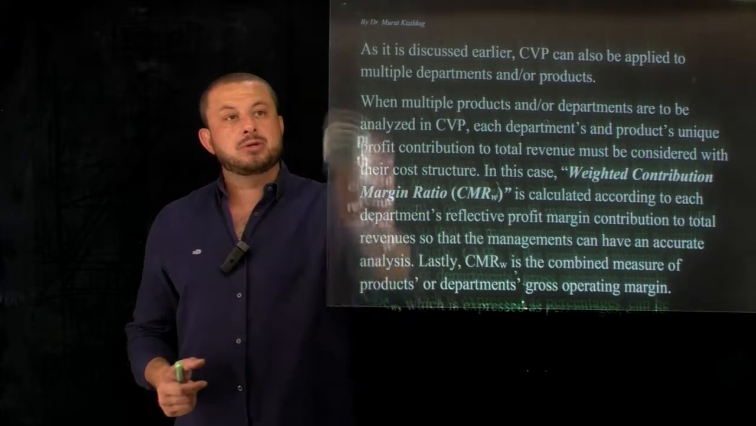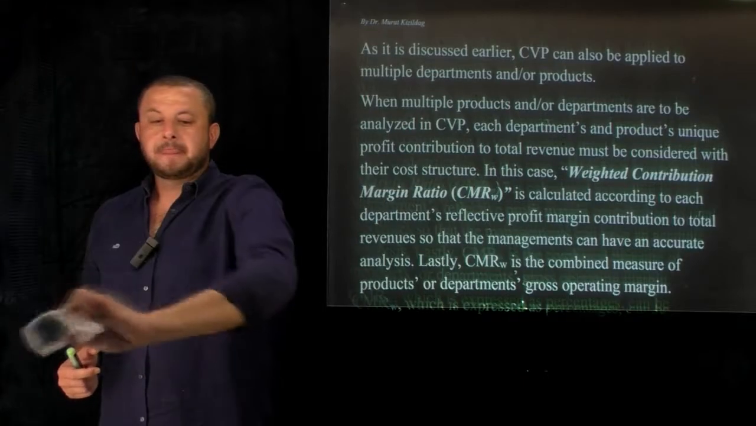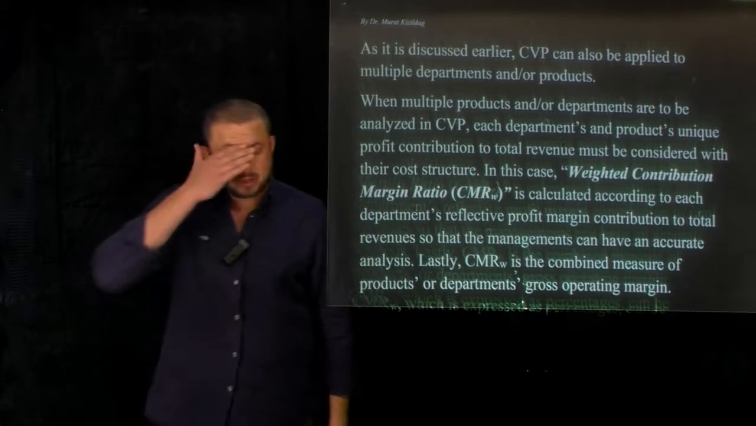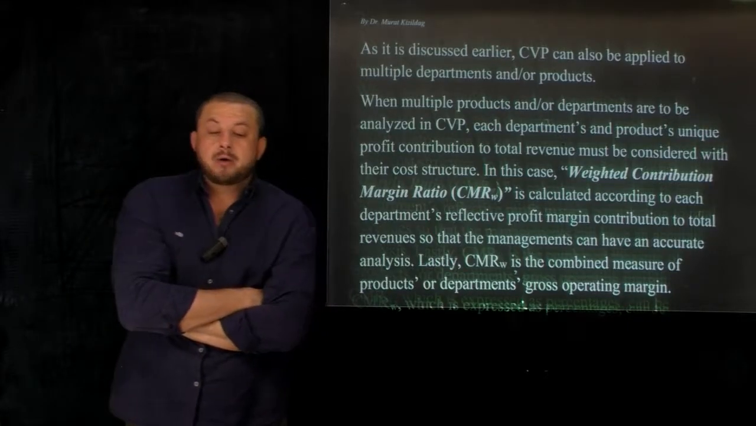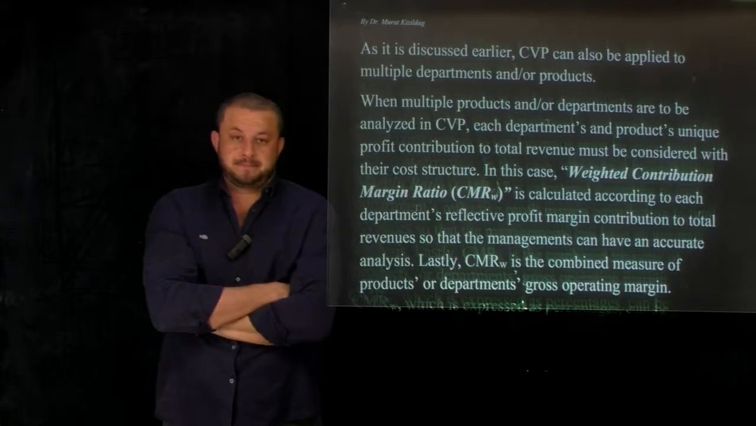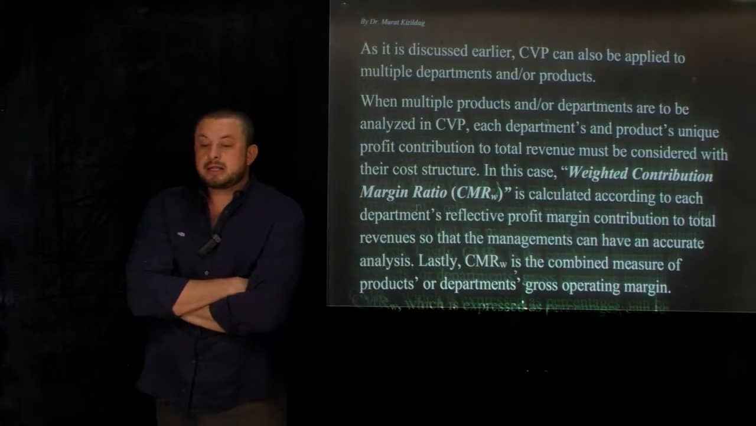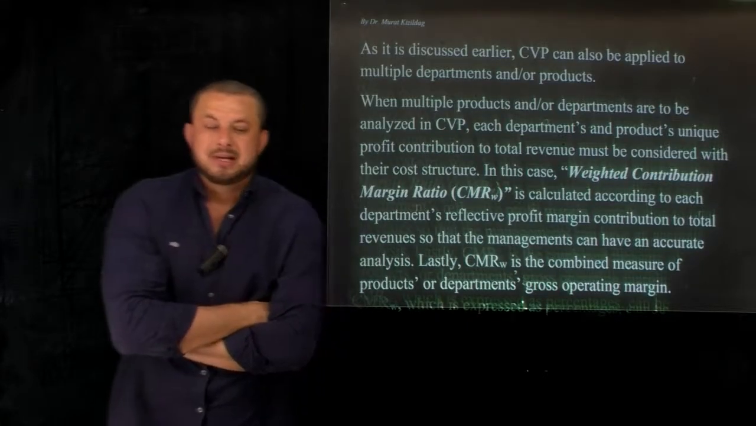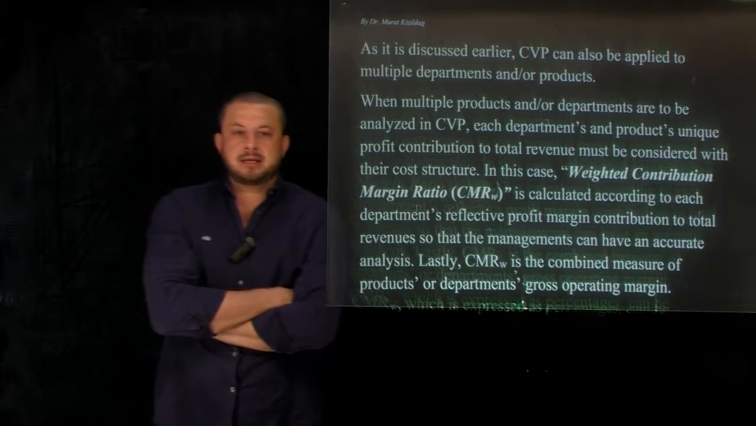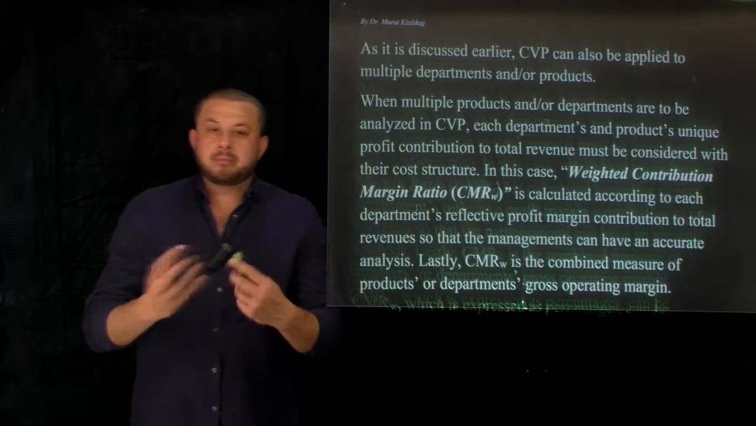Guys, the key question here becomes: we know that we have multiple departments, multiple products, and multiple services, but how are we going to combine them? How are we going to combine them so that we can do the individual analysis, and then see the clear bigger picture in detail by analyzing every single product or every single department at a combined level?